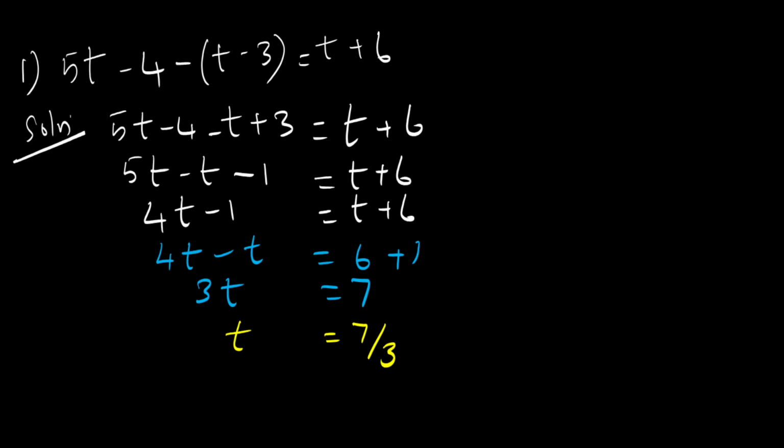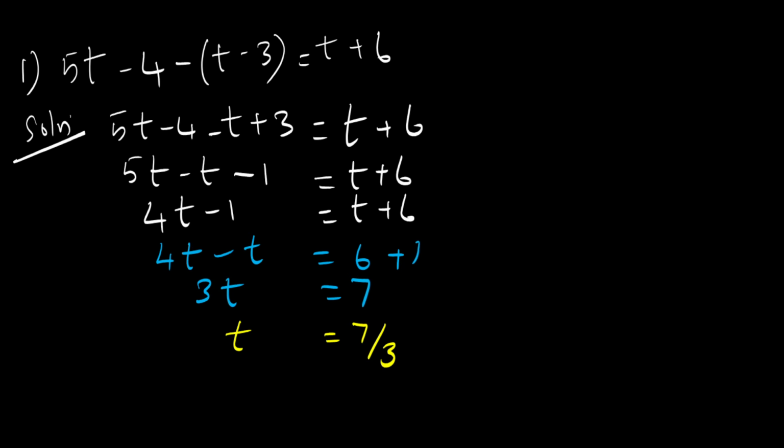Okay, so again we simplify, we combine the like terms: 4t minus 1, and on the right hand side we have t plus 6. Okay, now we will bring all the variables to the left hand side and all the constants to the right hand side. So 4t, when the t comes this side it will become minus t, and already 6 is there, plus 1. Okay, next 4t minus t is 3t, and 7. This side, right hand side, we have 7.